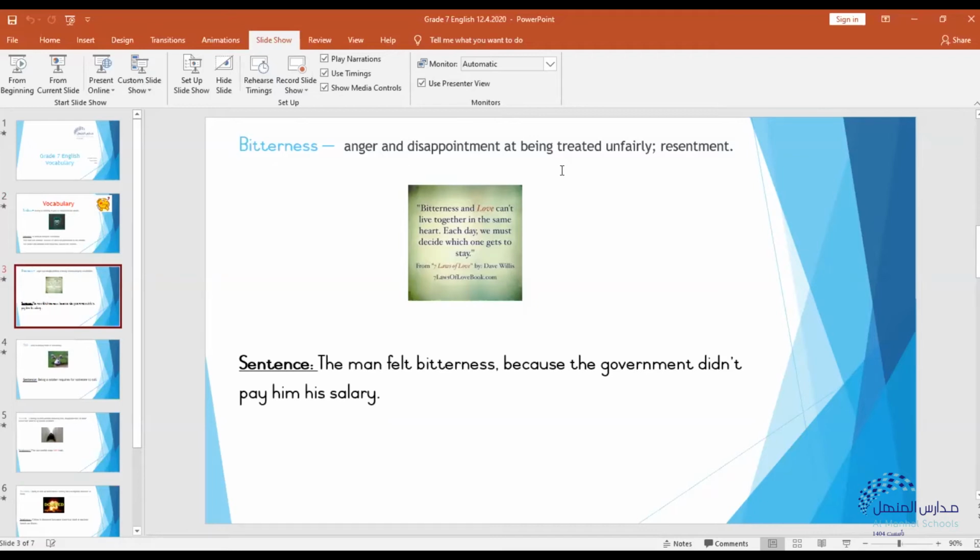And then the sentence that was given for this vocabulary word bitterness was, the man felt bitterness because the government didn't pay him his salary. So the man felt anger, he felt disappointment. That is what it means.